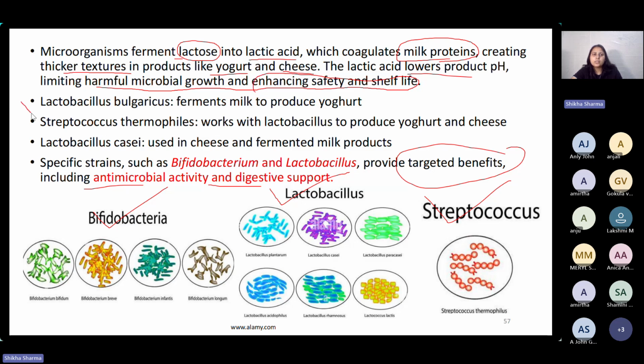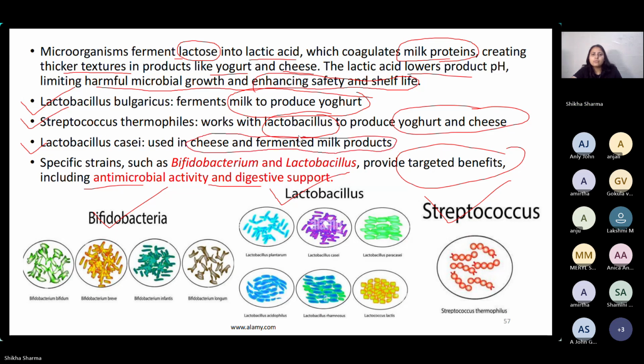Like if we see Lactobacillus bulgaricus, it ferments milk to yogurt, and Streptococcus thermophilus works with the Lactobacillus and produces yogurt and cheese, and Lactobacillus casei is basically used to ferment cheese and fermented milk products.